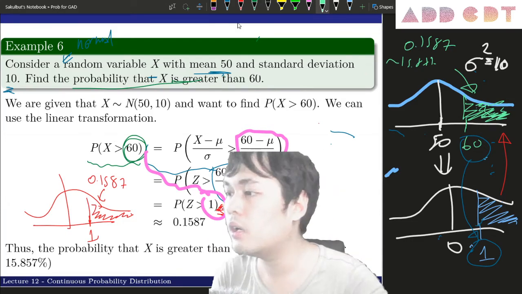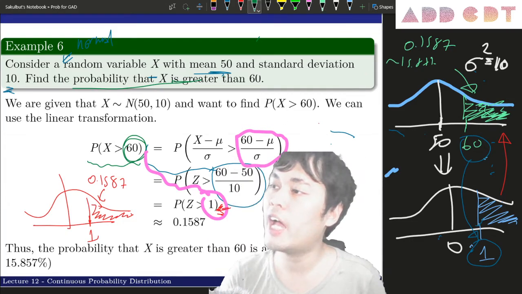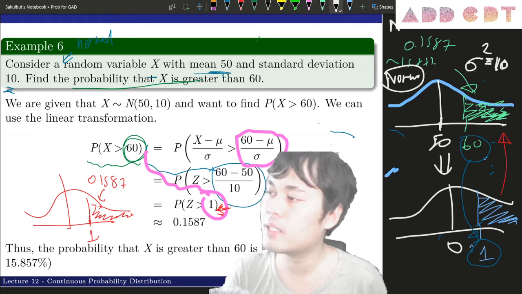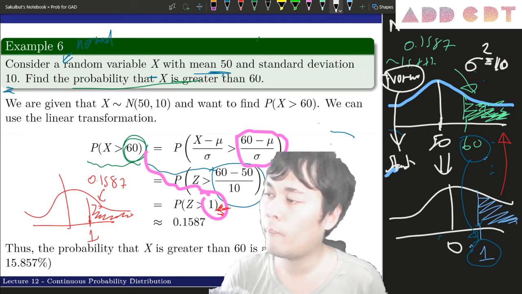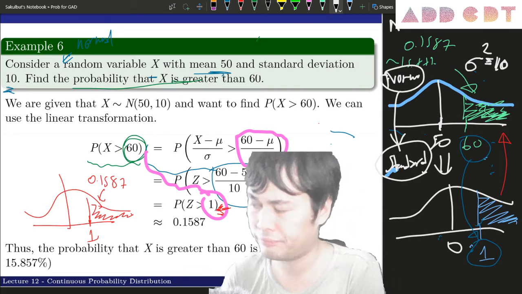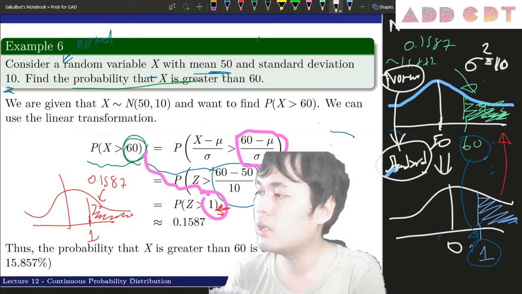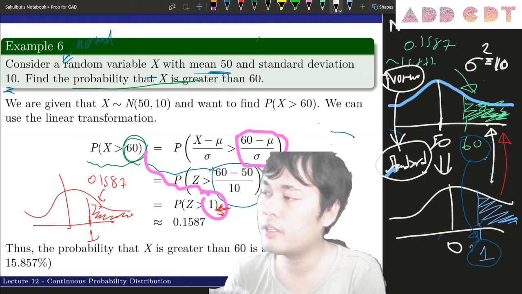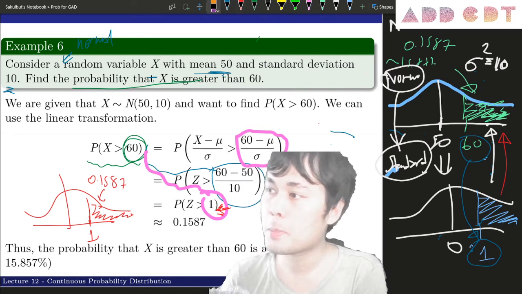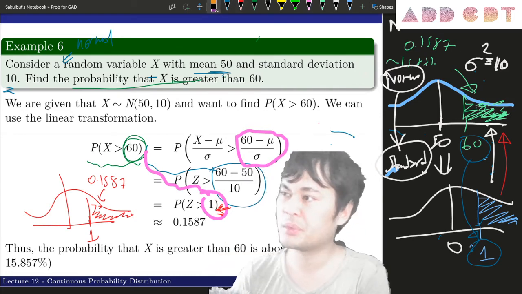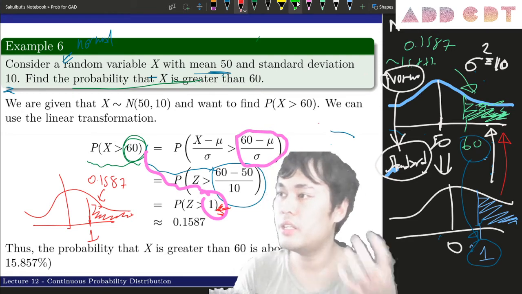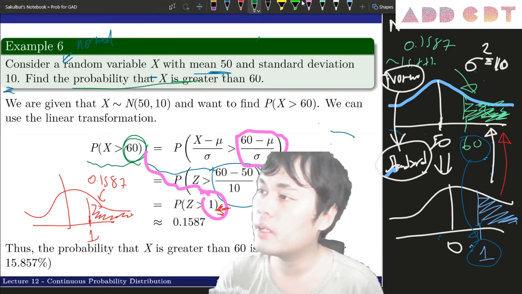So this is what we use. From any kind of normal distribution, you can map that to the standard normal, and the area under the curve for the standard normal distribution is going to be the same as the area under the curve for the original normal distribution. So that's the concept here of how you use the easy value to compute something kind of harder.